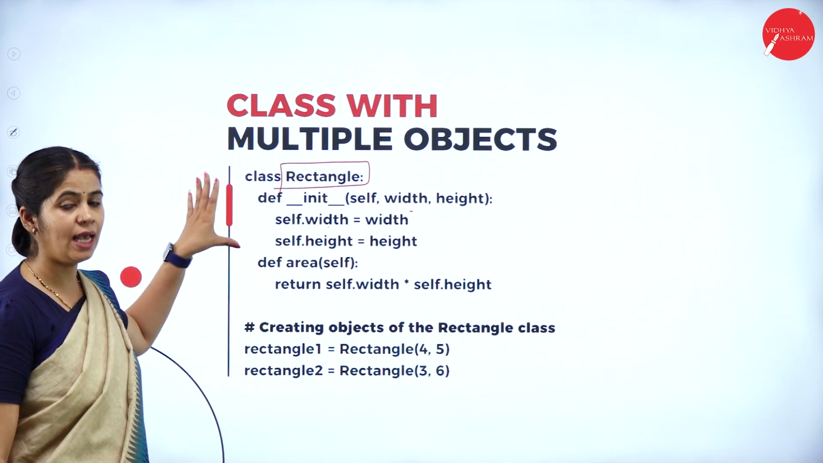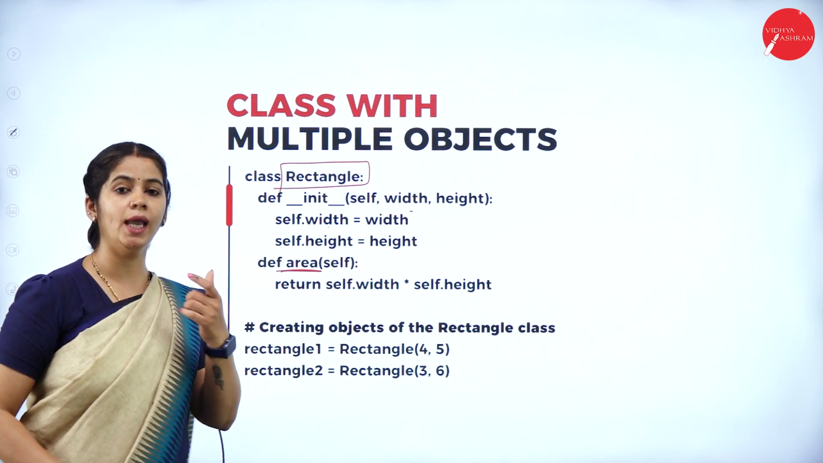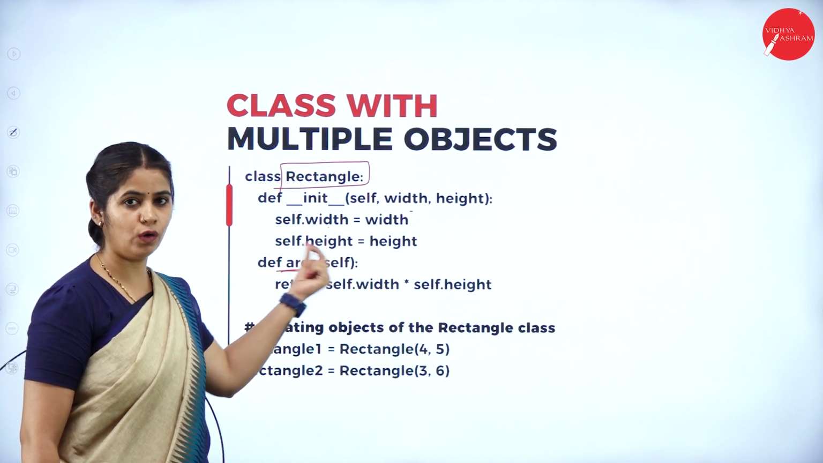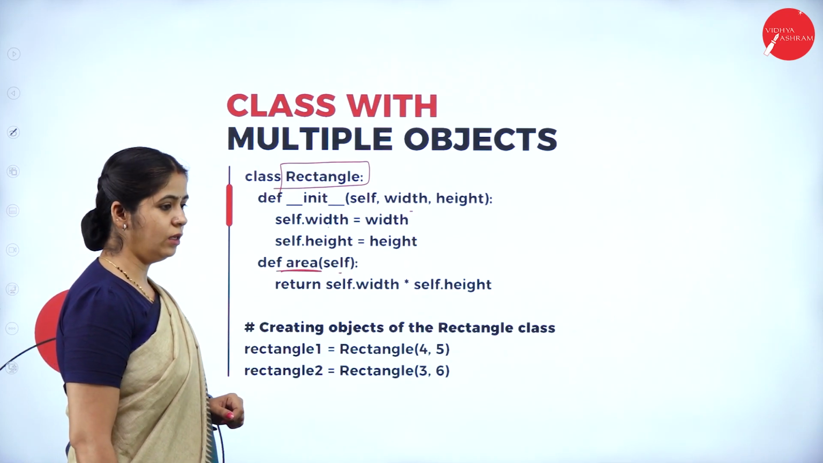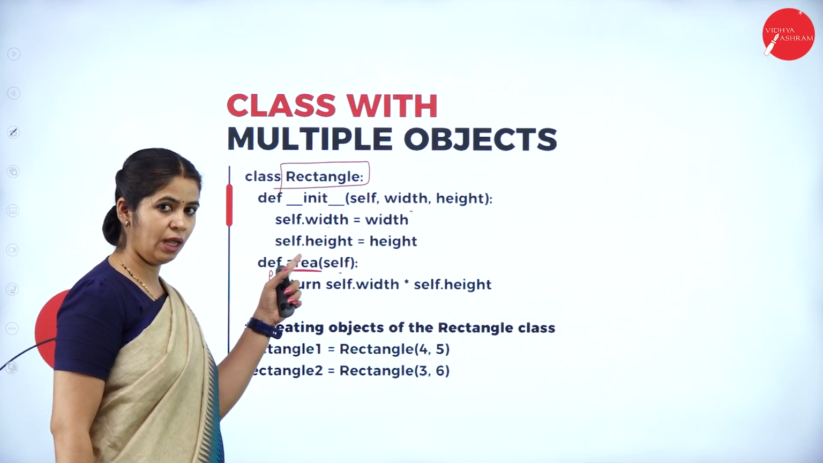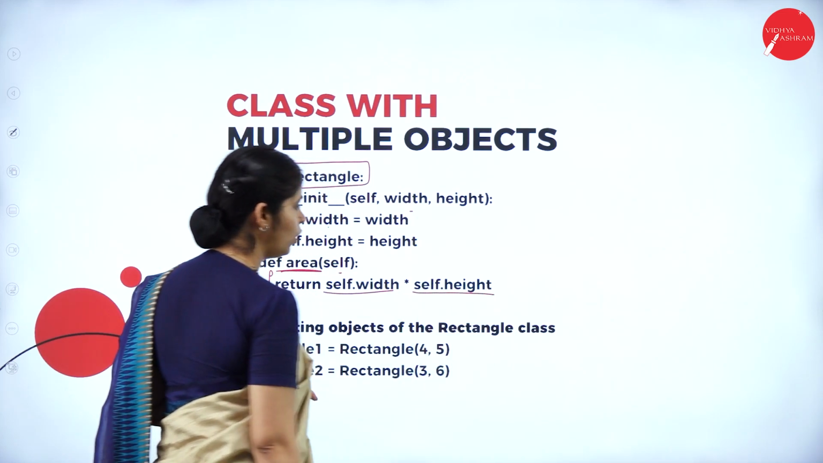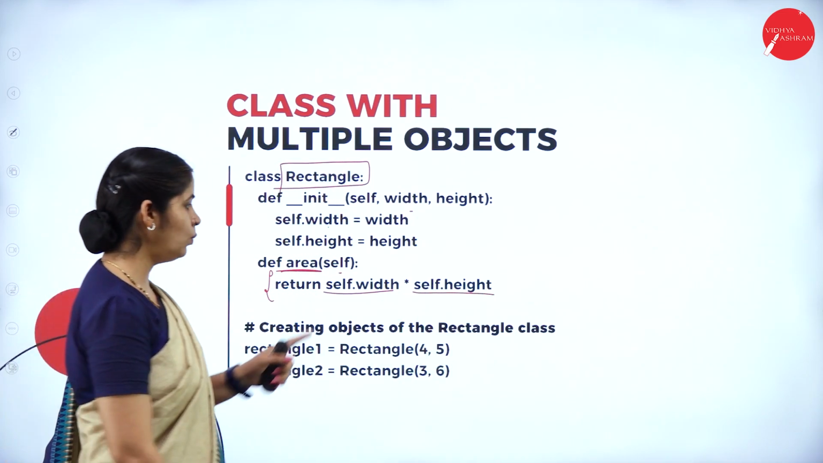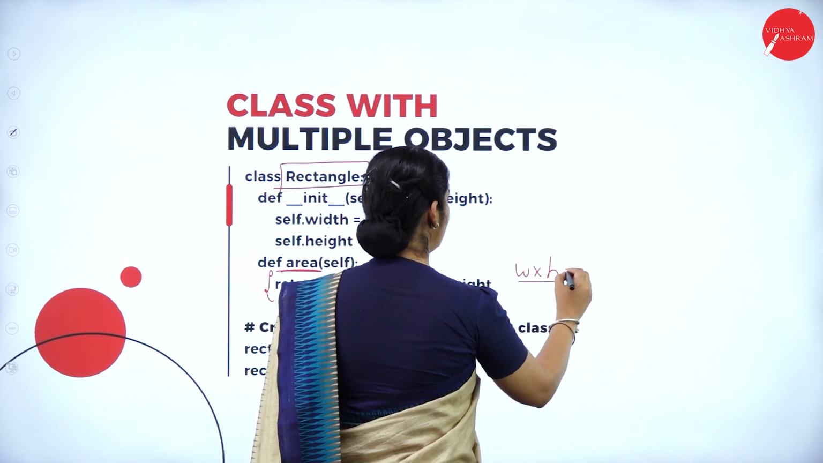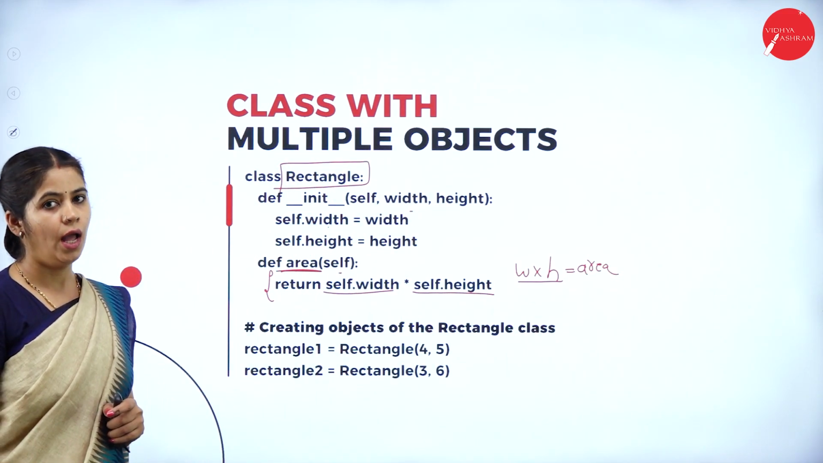Then this class has one function called area. We are supposed to calculate the area of the rectangle. It is passed the default parameter called self. The statement in that method is return self dot width into self dot height. We are multiplying width into height, so that will give you the area of the rectangle, right?